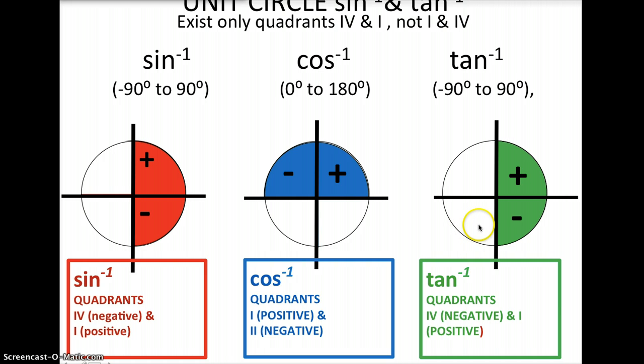And then the last one is tangent. Tangent inverse, from negative 90 to positive 90, or negative pi over 2 to positive pi over 2, is positive in the first quadrant and negative in the fourth quadrant. Now remember, tangent is also positive in the third quadrant, but the calculator can't give you that. Calculators can only give you one answer at a time. In fact, no calculator is going to give you a third quadrant answer. You can see none of these gets a third quadrant answer.